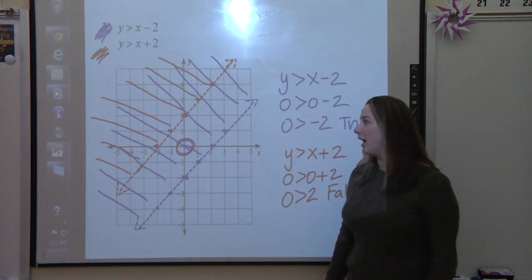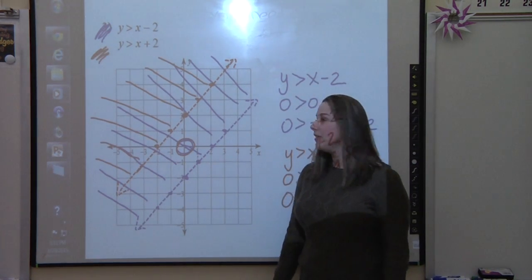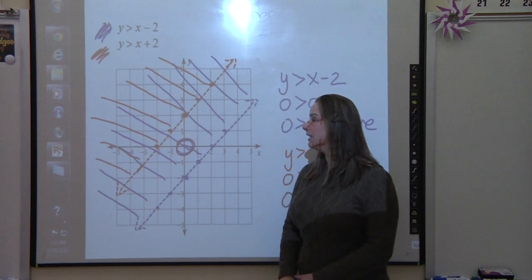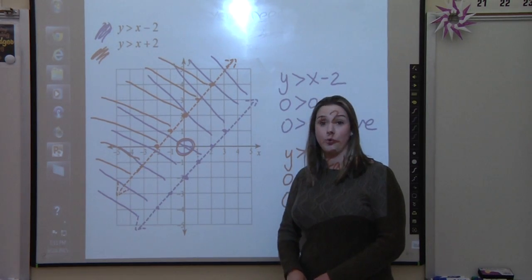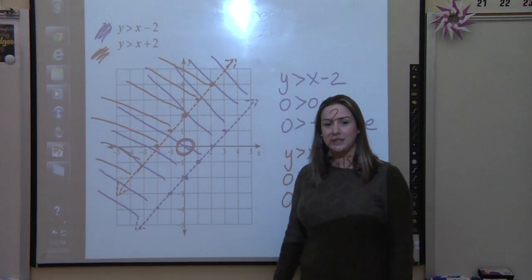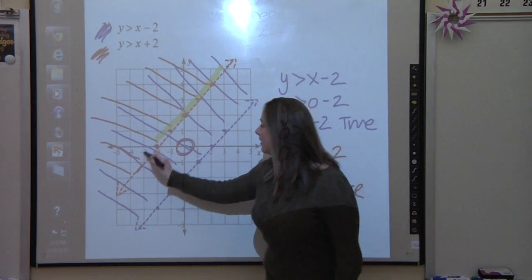When looking at the graph, the solution area that satisfies both constraints is where the blue and the red overlap. For this problem, it's going to be this region.